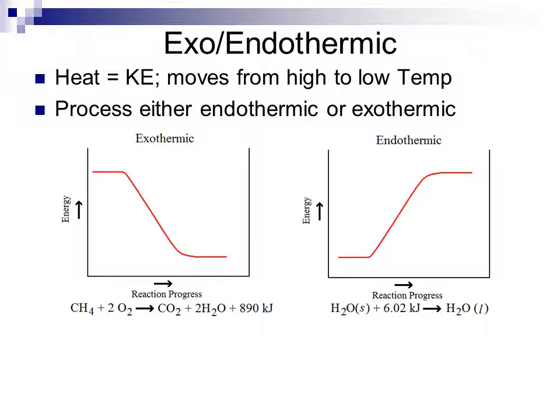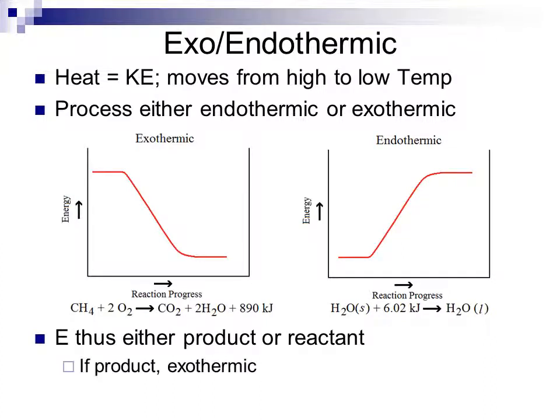An endothermic process is one in which the products are higher in energy than the reactants, so there is a gain in energy overall, something like the melting of water, where solid water has to absorb 6.02 kilojoules in order to be transformed to liquid water. Energy is thus either a product or a reactant in our equation. If it is a product, the reaction is exothermic. If it is a reactant, the reaction is endothermic.